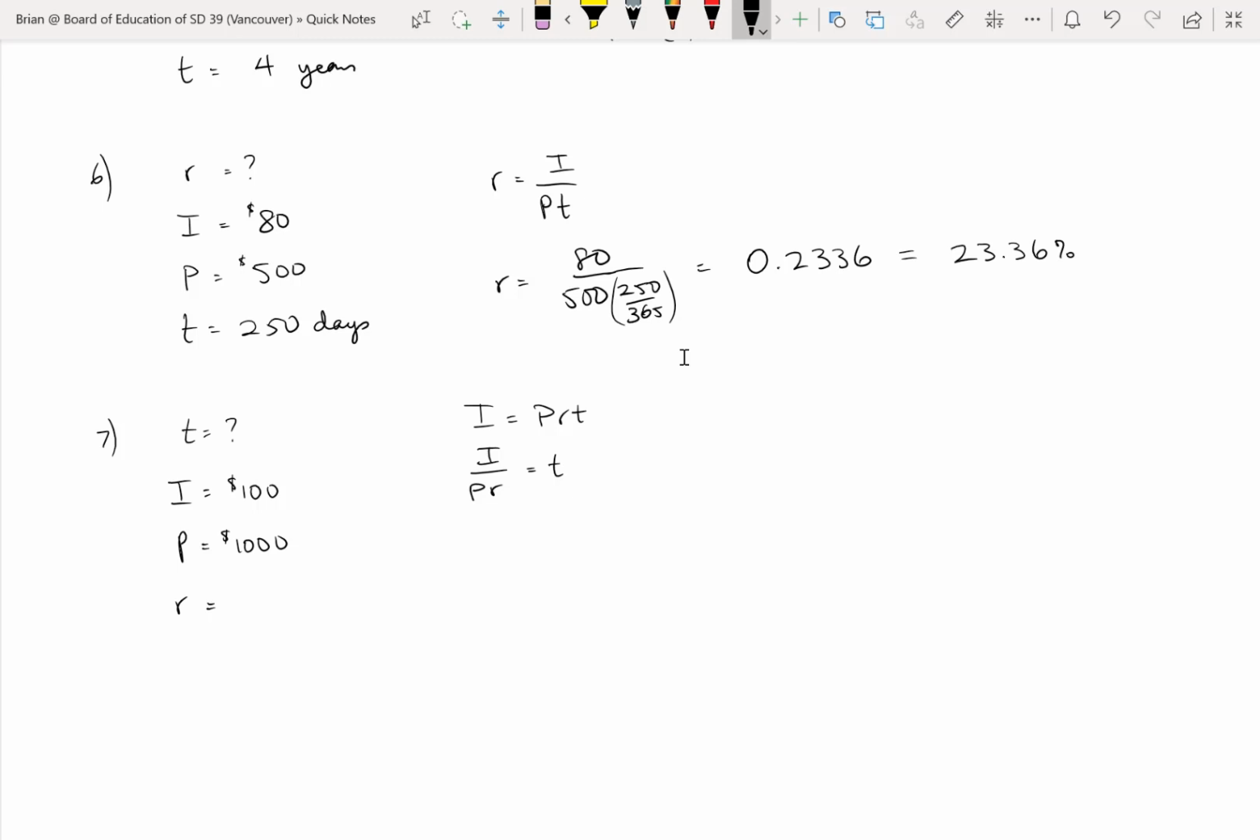But let's say the interest rate is actually only 6%. Okay, so we're obviously going to need to do more than a year, but maybe less than 2 years here. Closer to 2 years than 1. All right, so let's go ahead and do the calculation.